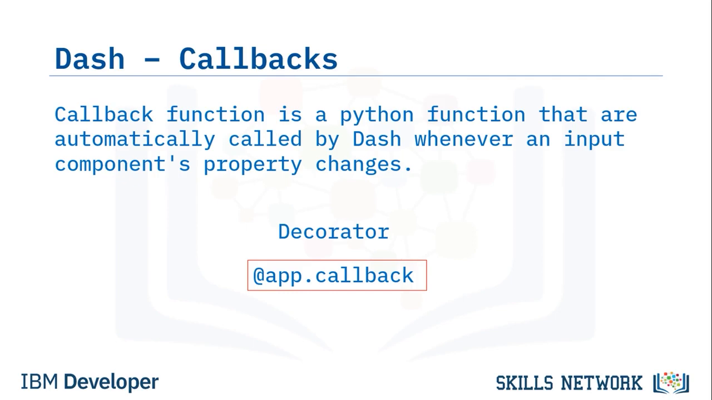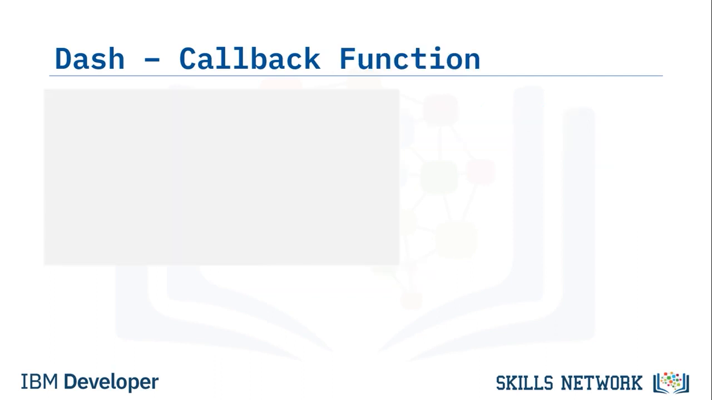So what does this decorator tell Dash? Basically, whenever there is a change in the input component value, the callback function wrapped by the decorator is called, followed by the update to the output component children in the application layout. Let us look at the callback function skeleton.